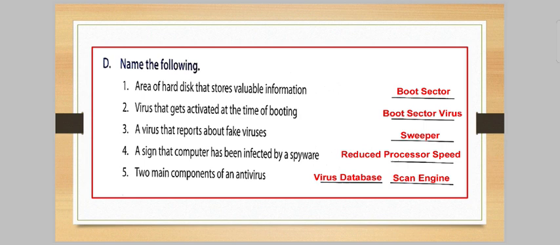Next, the two main components of an antivirus are virus database and scan engine. So first is boot sector, second is boot sector virus, next is sweeper, number 4 is reduced processor speed, next is virus database and scan engine.